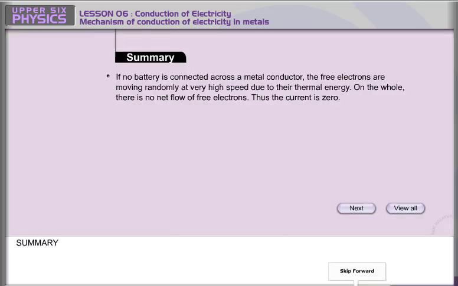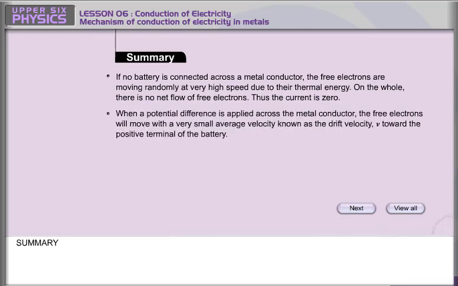Summary: if no battery is connected across a metal conductor, the free electrons are moving randomly at very high speed due to their thermal energy. On the whole, there is no net flow of free electrons, thus the current is zero. When a potential difference is applied across the metal conductor, the free electrons will move with a very small average velocity, known as the drift velocity, v, toward the positive terminal of the battery.